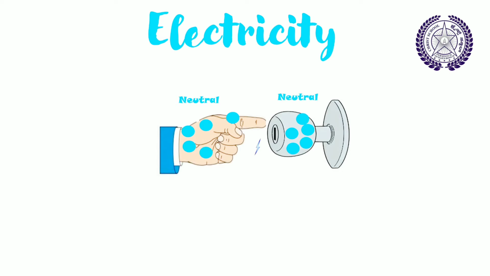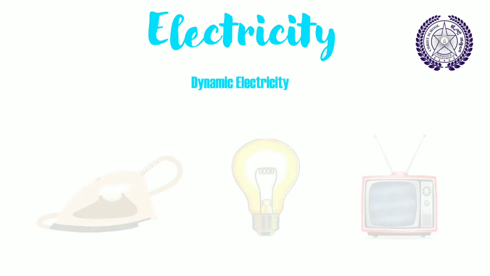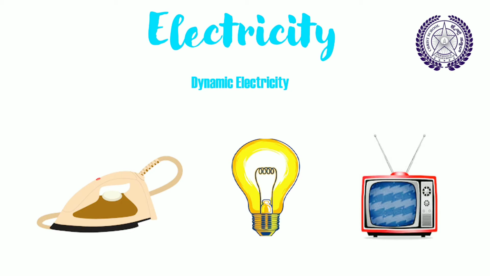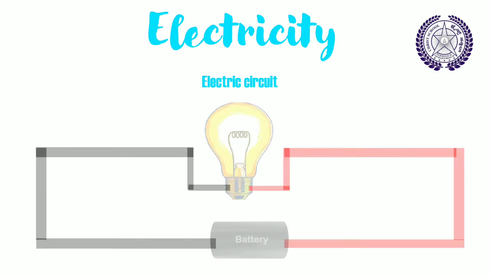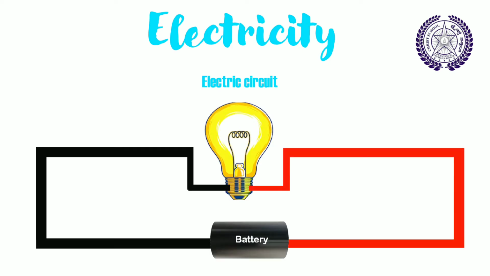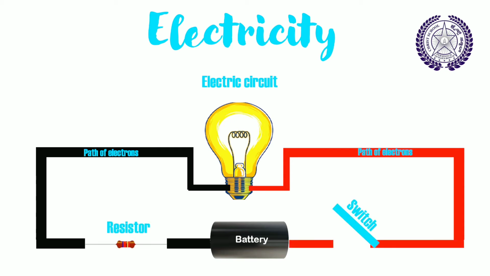As we mentioned before, dynamic electricity is used in day-to-day life. For the transfer and control of this energy, we use electric circuits. An electric circuit is a path in which the electrons flow from a power source. Apart from the power source, an electric circuit can include switches, resistors, etc. to control electricity and reach the load, which consumes the energy.